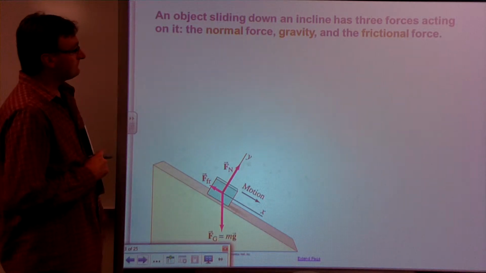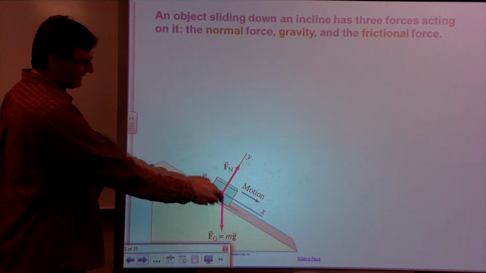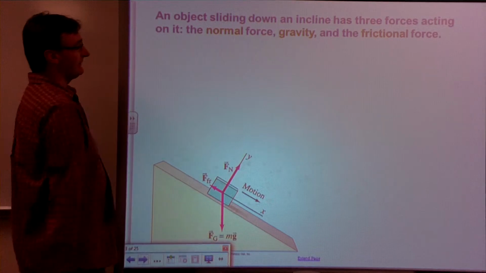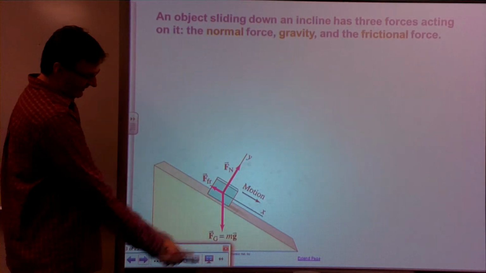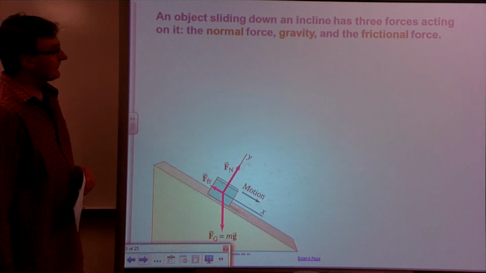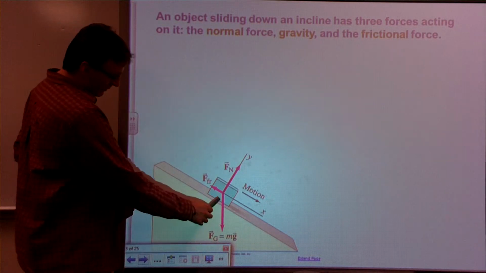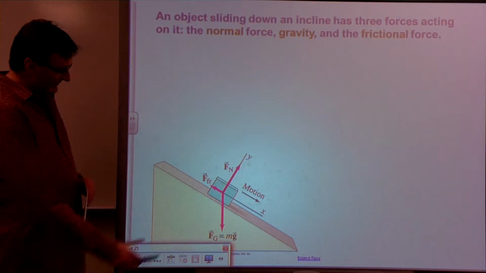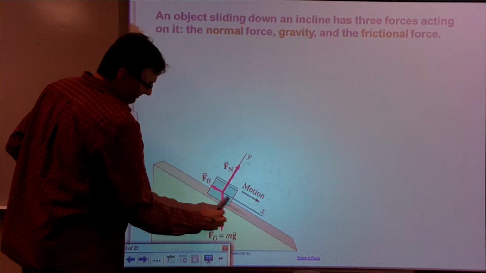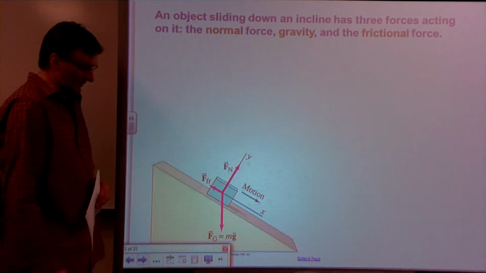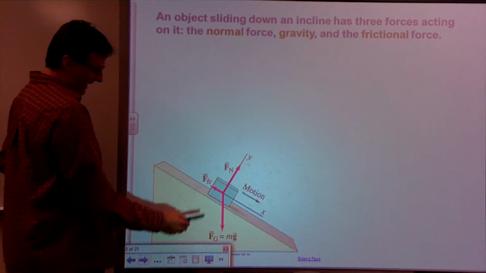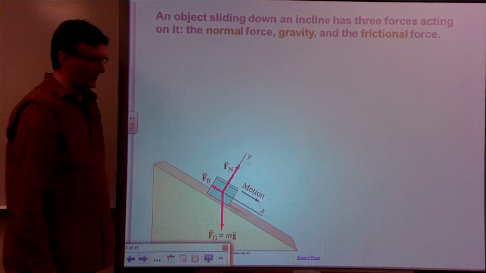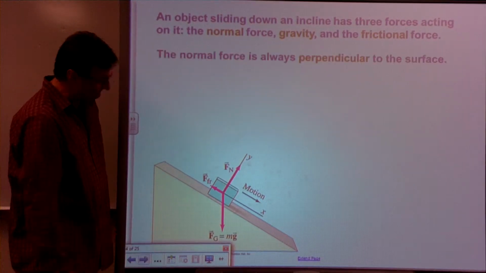First of all, an object that's sliding down an inclined plane has three forces acting on it. First, the force of gravity, in the straight down direction. We have a normal force, which is perpendicular to the surface of the plane. This object is sitting on the inclined plane, so the normal force is perpendicular to that surface. And then we have a friction force, which is in the opposite direction of motion. If you notice, we have motion on the diagram there already.